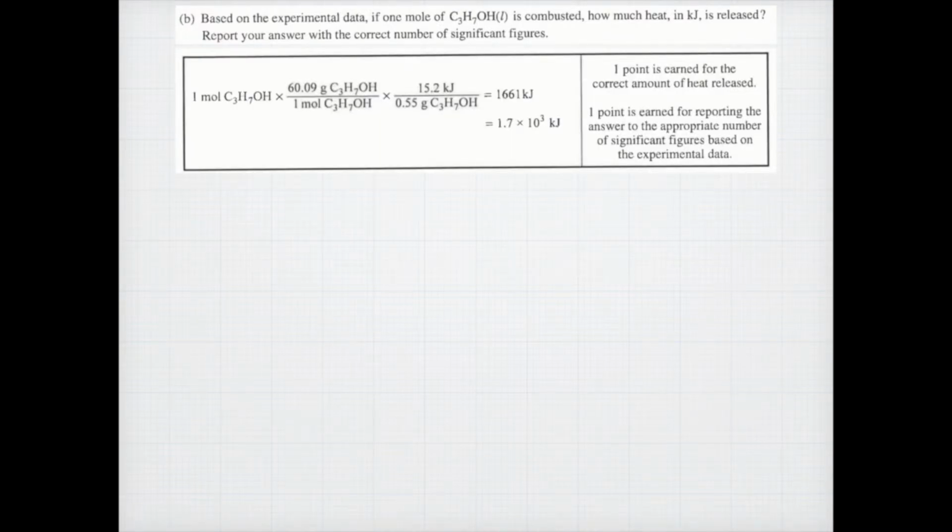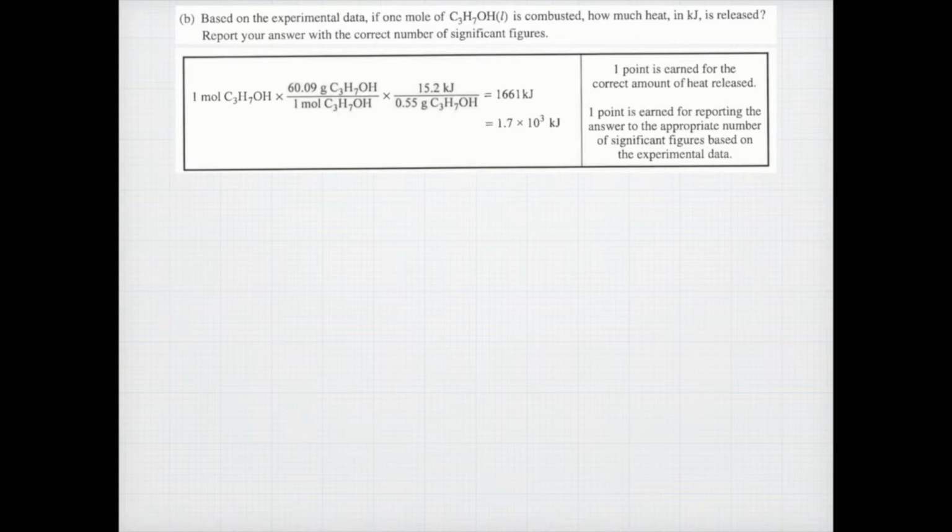Based on the experimental data, if 1 mole is combusted, how much heat is released? All right, so I would do this problem slightly differently from what they did. I would start off with the 15.2 kilojoules, which is given to you, and then I would divide that by the mass that is actually burned, which would be the 0.55 grams. And that way I'd be in kilojoules per gram. Then I could get into kilojoules per mole by multiplying by the molar mass. Now that I'm in kilojoules per mole, that's my answer.